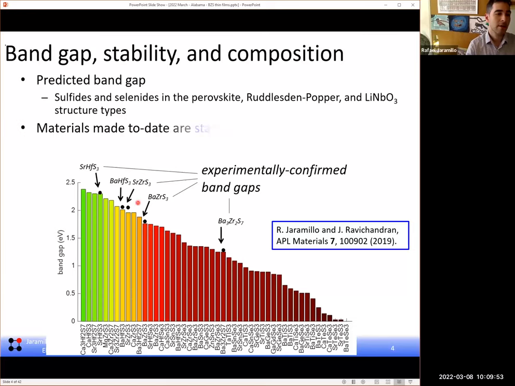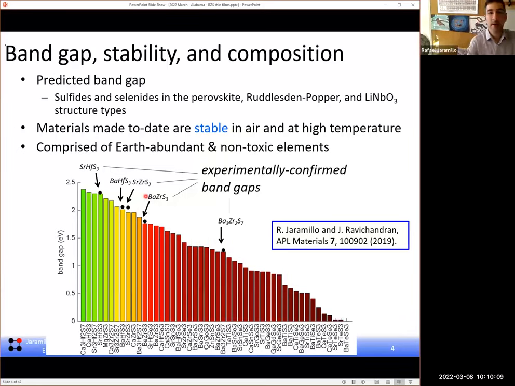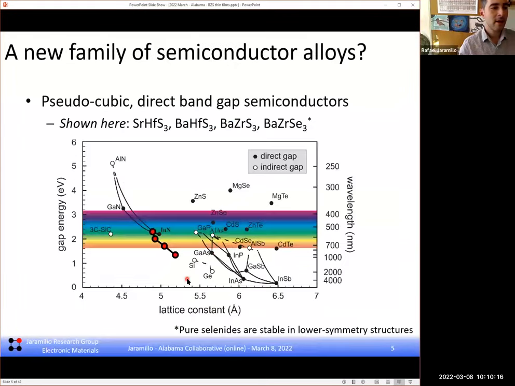So another important point is that the materials that have been made and measured so far are very stable in air, very, very stable. For instance, barium zirconium sulfide, you can heat to 550 degrees C in air before you see any sign of degradation. And they're made of earth abundant and non-toxic elements. Barium has some toxicity, but you know that's for another talk. So that's a good thing.